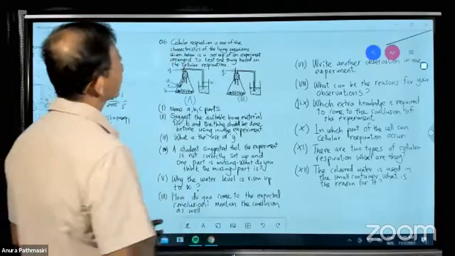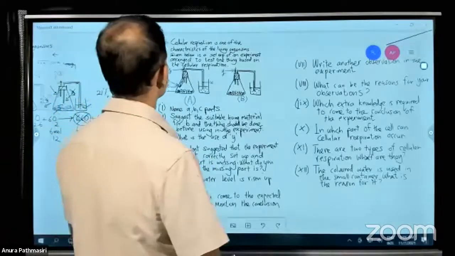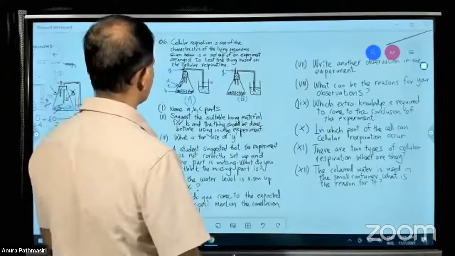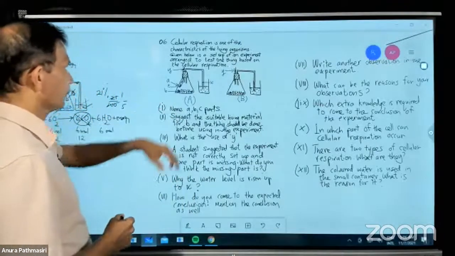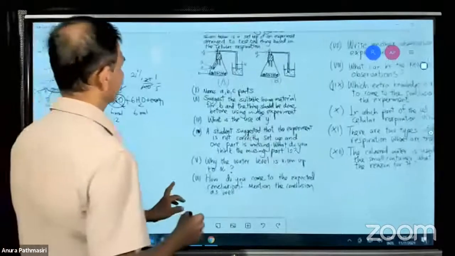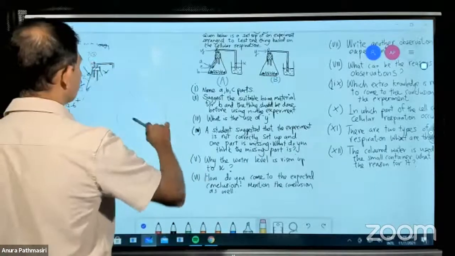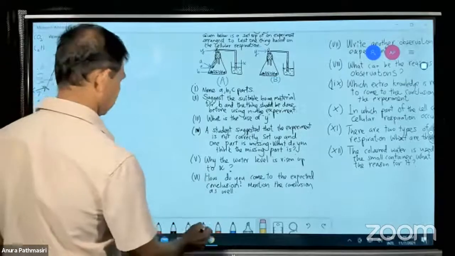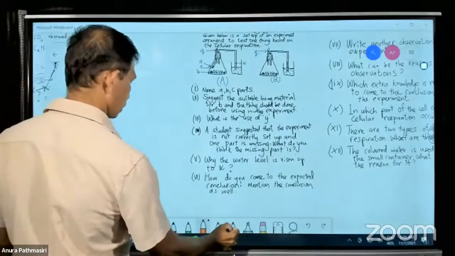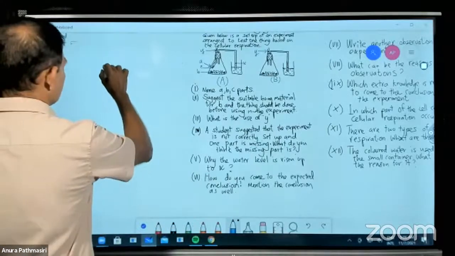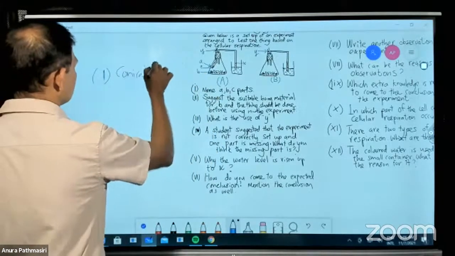Cellular respiration is one of the characteristics of a living organism. Given below is a setup of an experiment arranged to test one thing based on cellular respiration. Name A, B, C parts. What are A, B, C parts? What is A? Conical flask.